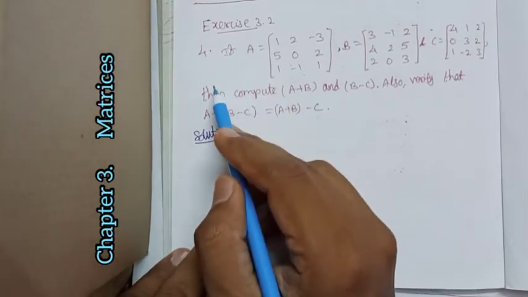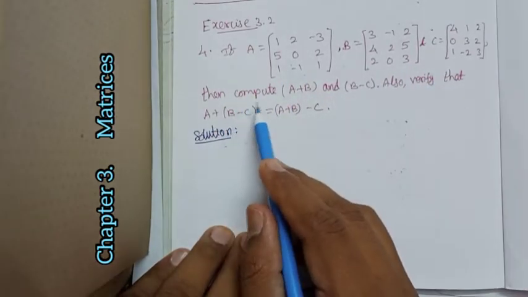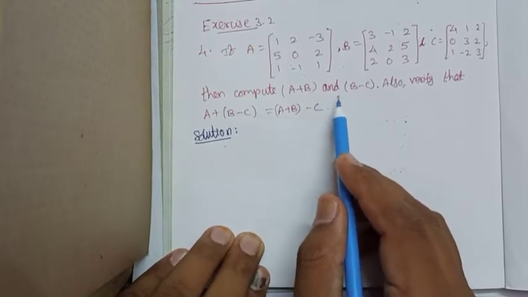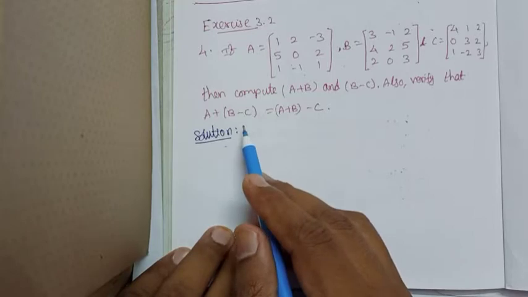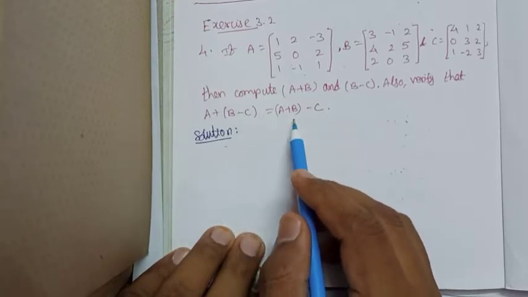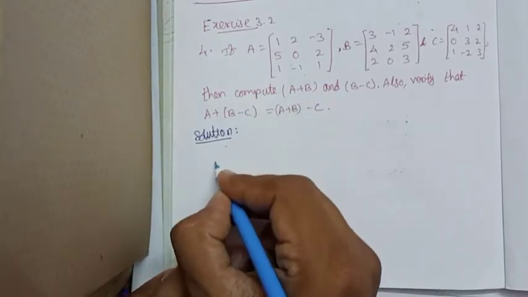Exercise 3.2, question number 4. Three matrices are given. Compute A plus B and B minus C. Also verify that A plus (B minus C) is equal to (A plus B) minus C. First we can compute A plus B.